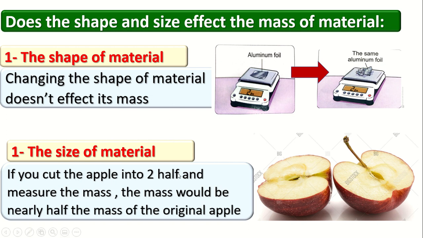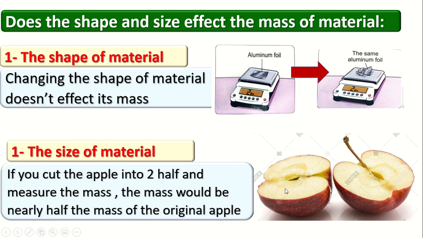Okay, number 2, let's go to the size. If I have one apple and I measure its mass, maybe it's 10 grams. After measuring the mass of the apple, I cut it into 2 halves. I measure each half separately, so each half has 5 grams. So this 5 grams is nearly equal to half of the mass of the original apple. So that means that the size or the volume can affect the mass.